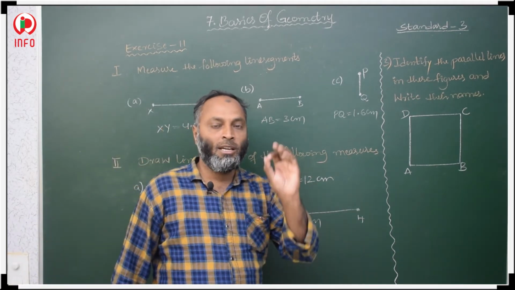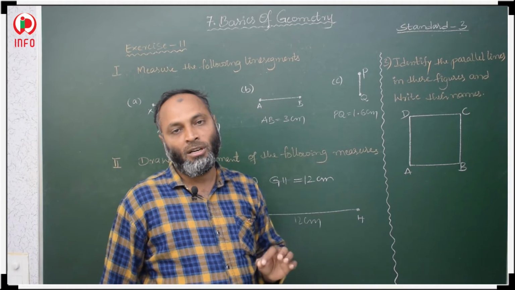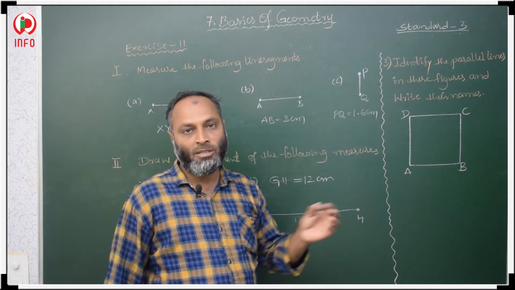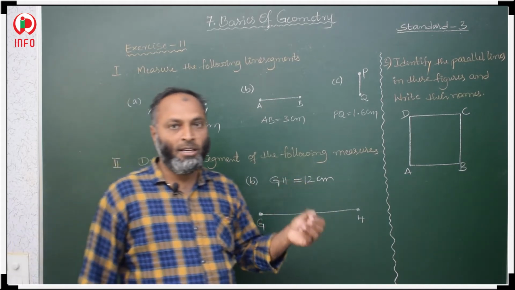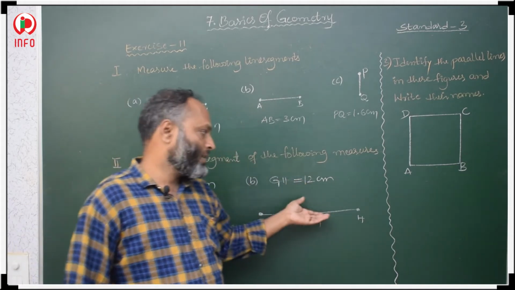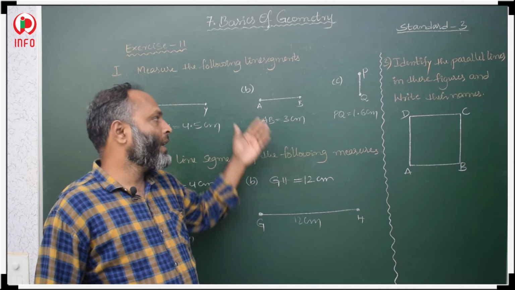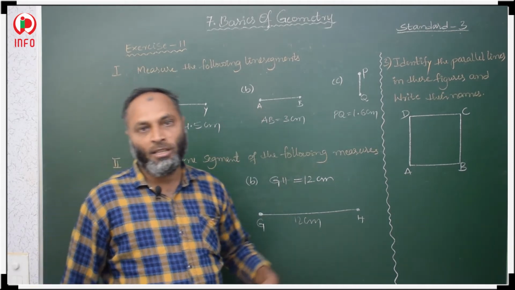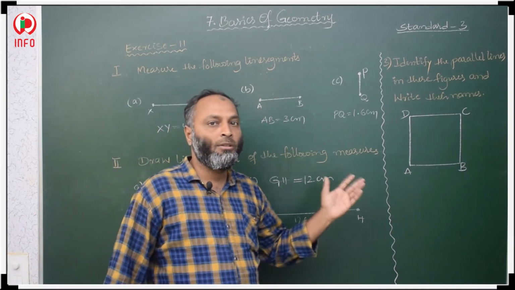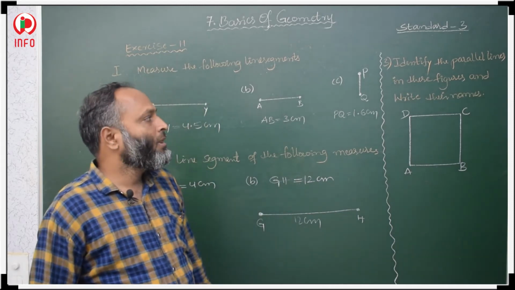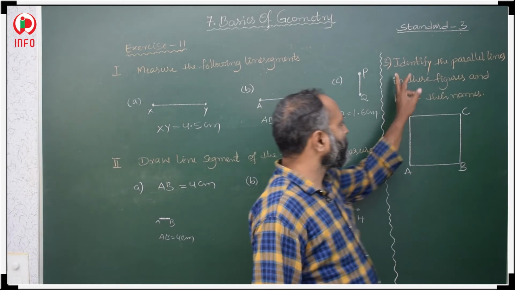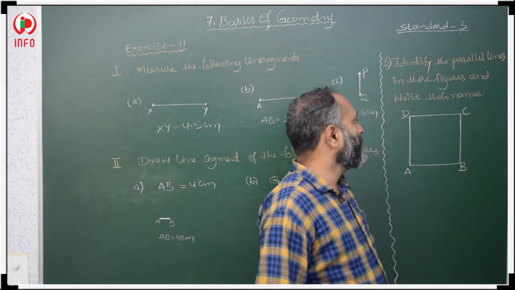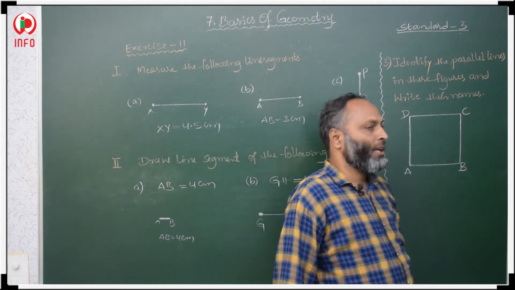If asked to construct, that means to draw a line segment, we construct according to the length that was given. This is the method. If a line segment is already given, then we measure its length. Those were the two questions. Then, in the third question: identify the parallel lines in this figure and write their names.